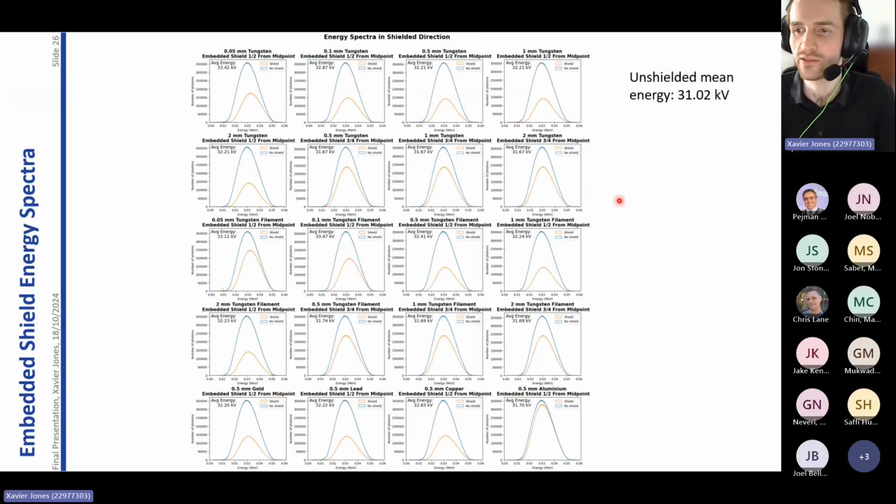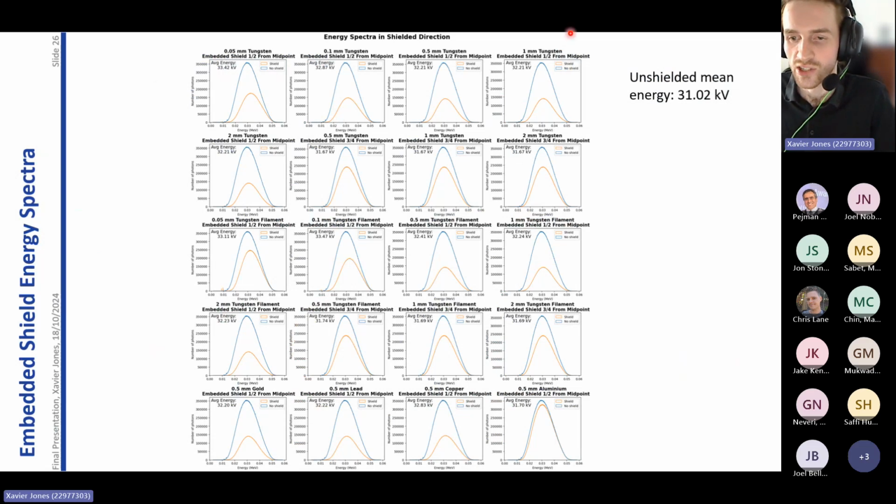Here, the energy spectra for each embedded shield applicator is depicted. The x-axis indicates the energy, whilst the y-axis, the number of photons. On each plot, the shielded spectra is plotted alongside the unshielded, and the average energy of the shielded spectra is indicated.